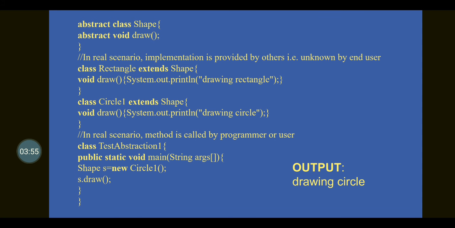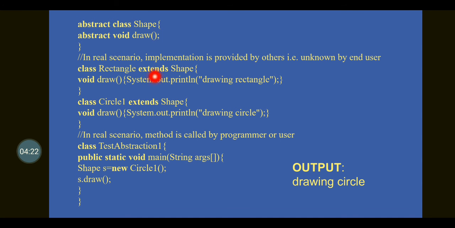So let us have an example. Abstract class Shape. Here Shape acts as the abstract class. It contains at least one abstract method. There should be at least one abstract method in the abstract class. So we have one abstract method, that is abstract void draw(). This is called an abstract method because it contains only the declaration part, it does not contain any definition part.